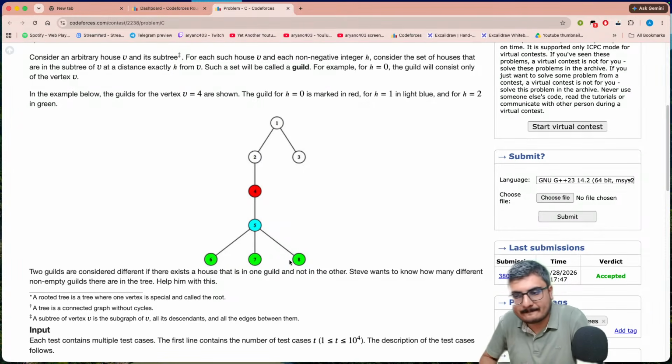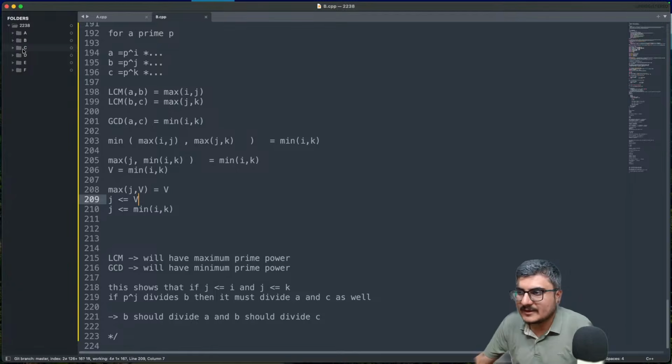Any questions, anyone so far? Any questions, anyone on the problem statement? So this is where we are.